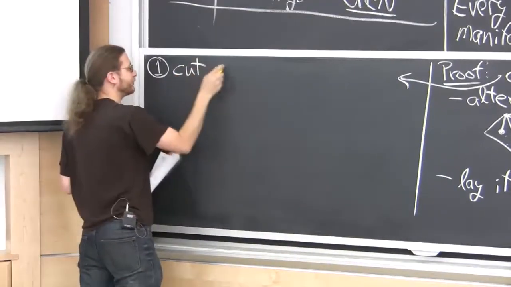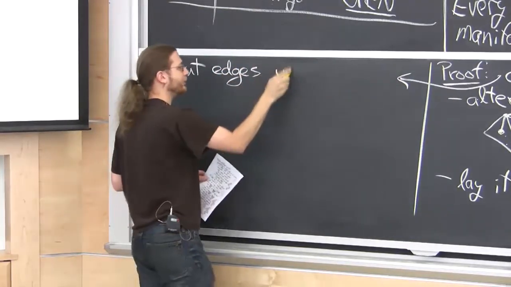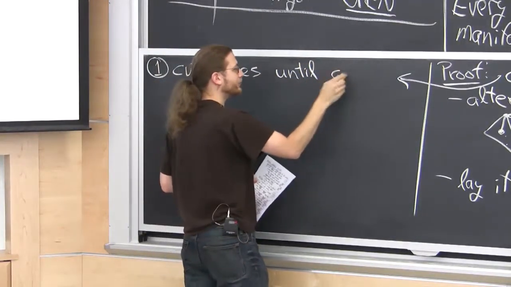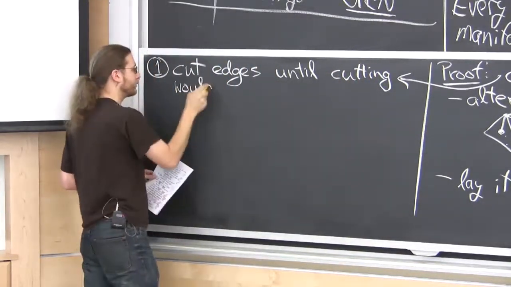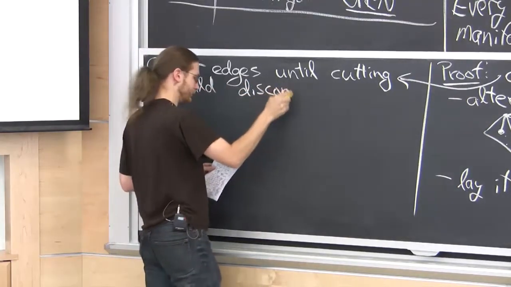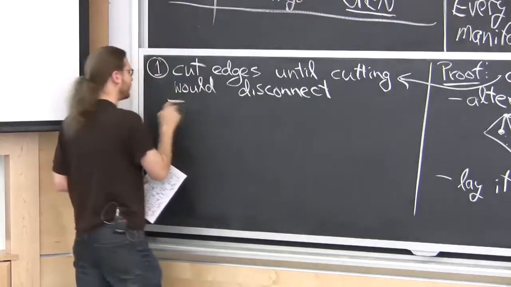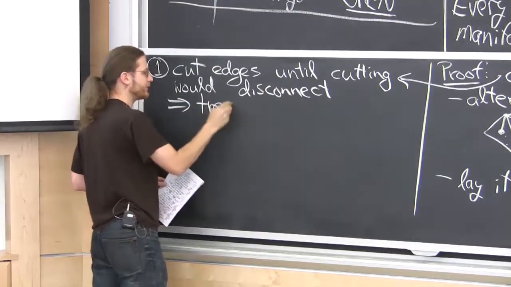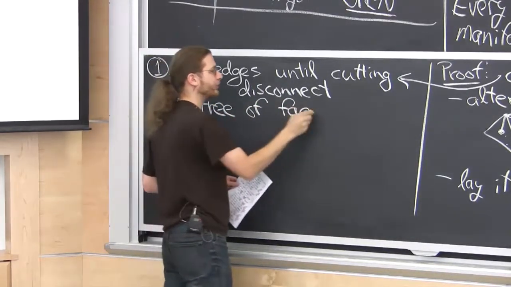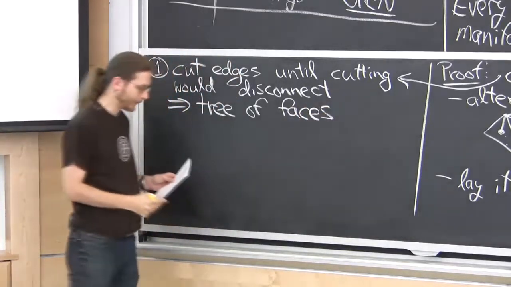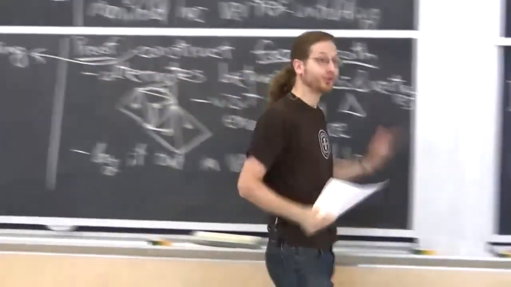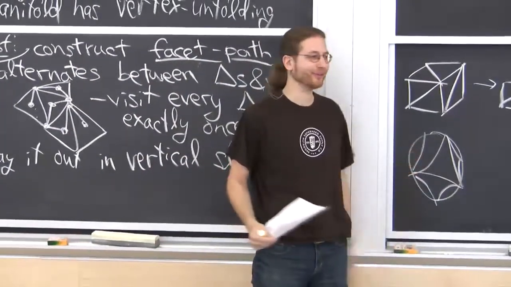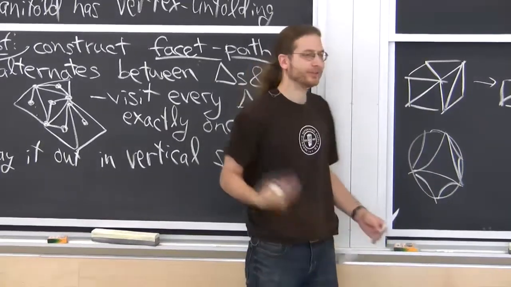So, cut edges until you can't anymore. So until cutting would disconnect. This means what you're left with will be a tree of faces. There'll be no cycles, because if there was a cycle, you could cut one of the edges and it wouldn't fall apart. So obviously there's a tree here. Now trees have leaves. That's our favorite lemma lately. They have at least 2 leaves.